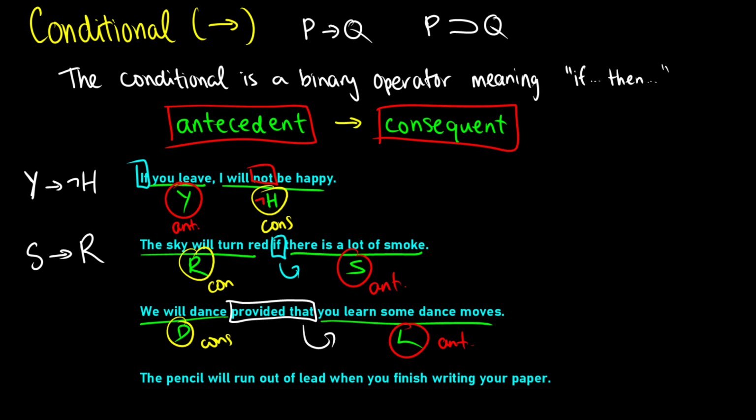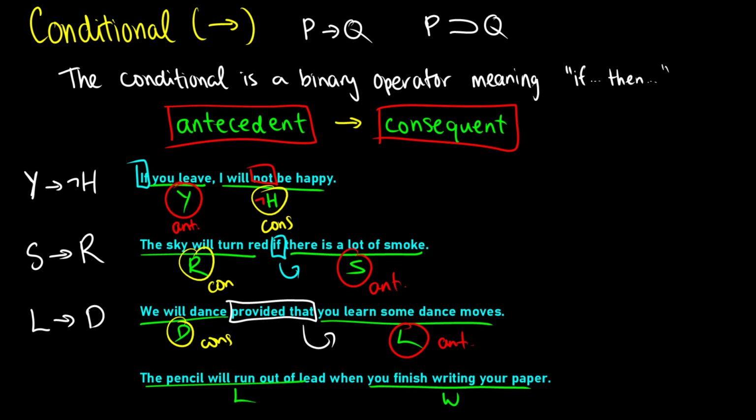So how we can translate this is: if you learn some dance moves, so if L, then we will dance. So L arrow D. Okay, finally, the pencil will run out of lead when you finish writing your paper. So the pencil will run out of lead, let's call this L. You finish writing your paper, let's call this W for writing.